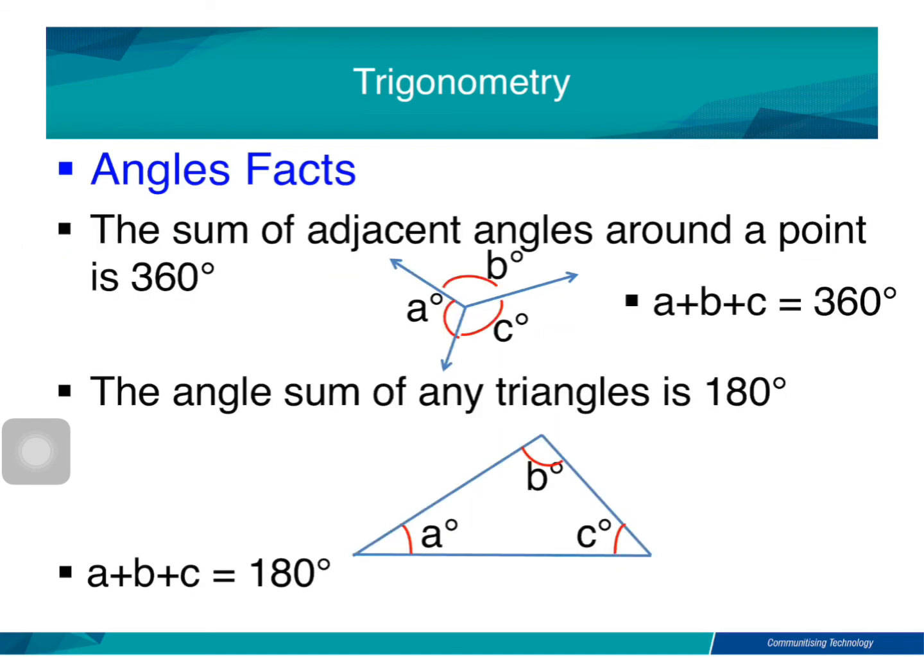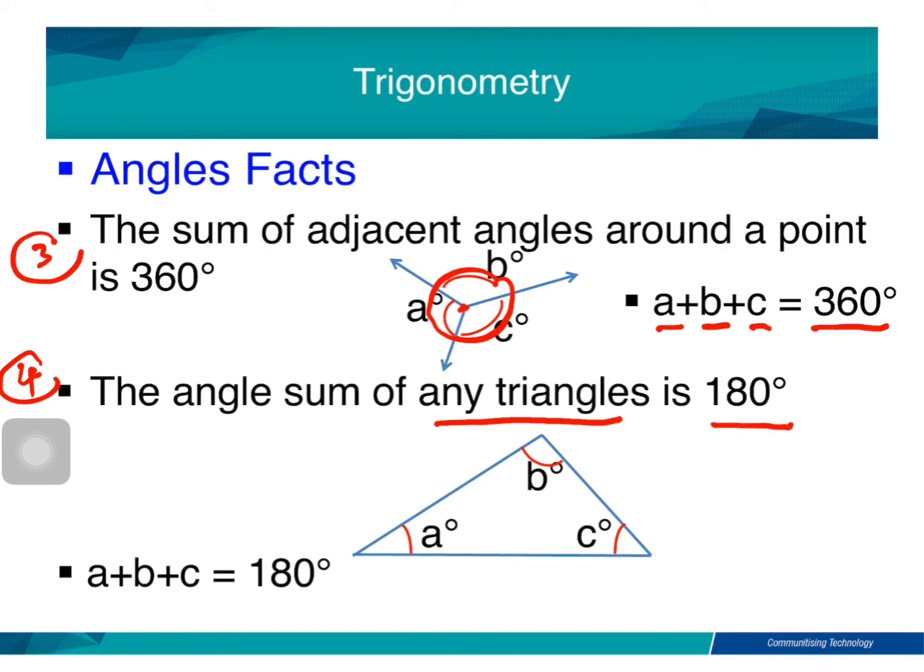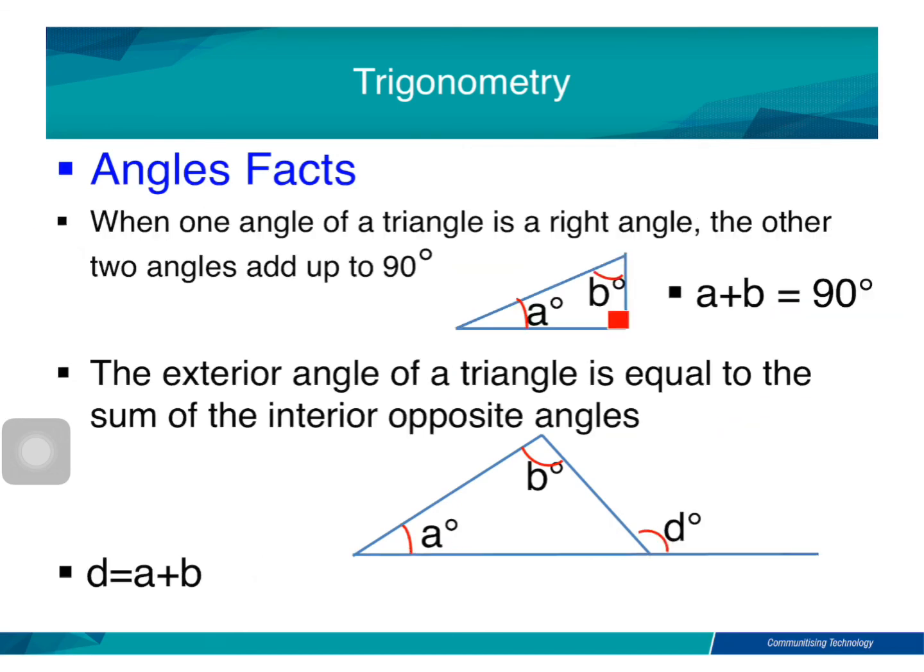Next, the third one. The sum of the adjacent angles around a point is 360, so A plus B plus C is equal to 360. The fourth one: the angle sum of any triangle is 180, so A plus B plus C is 180. If you know A and C, you can get B.